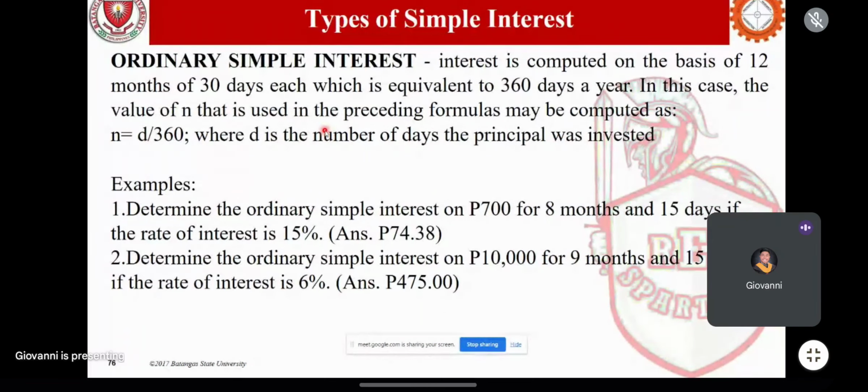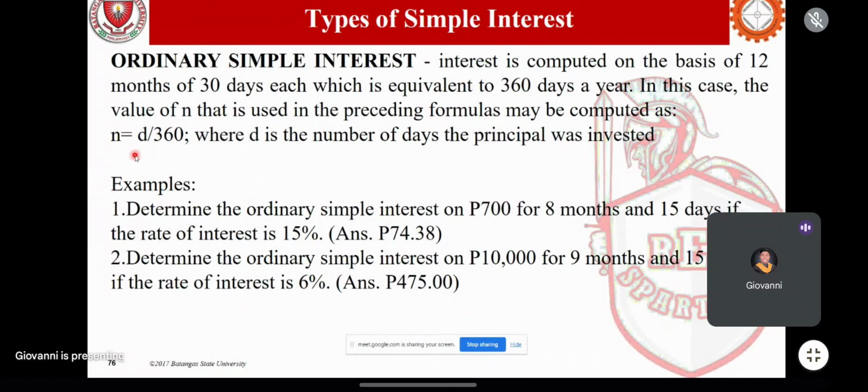So ordinary simple interest is computed on the basis of 12 months of 30 days each, which is equivalent to 360 days a year. So sabi, for ordinary simple interest, ang consideration daw natin is 30 days a month. Meaning every month we have 30 days. Hindi natin kinoconsider yung month na 28 days and yung month na 31 days. So lahat daw ng month natin is equals to 30 days. So kaya ang computation natin for n is equals to d over 360.